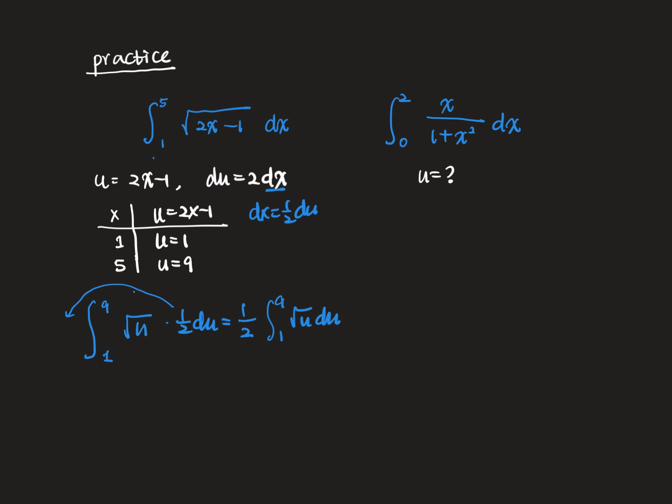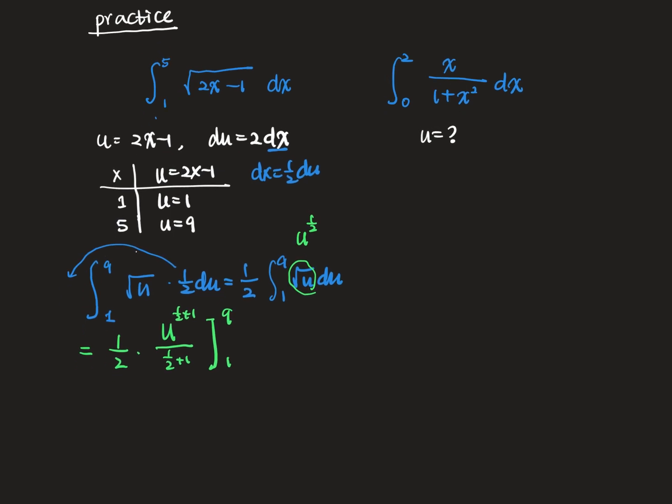Okay, how can we do that? Anyone? This one is gonna be u to the 1 over 2. So we have 1 over 2, u to the 1 over 2 plus 1, 1 over 2 plus 1. Where to where? 1 and 9. Okay? So let's do this one. You already did it. 1 over 2 plus 1 is 3 over 2. So this 1 over 2, u to the 3 over 2, 1 and 9.